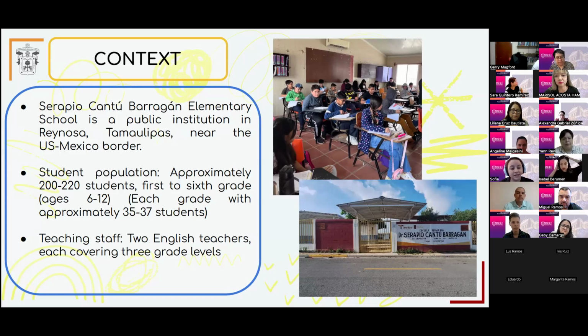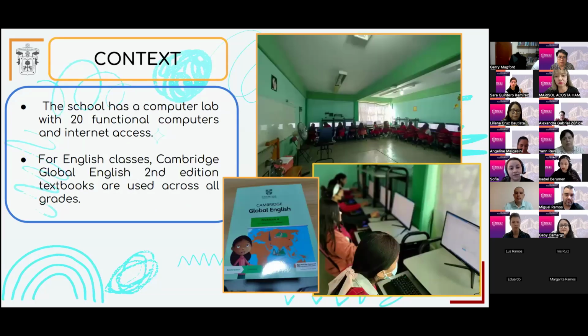The school has two English teachers, each covering 3 grade levels. In my case, I cover the first 3 grades. Regarding the resources, there is a computer lab with 20 functional computers and internet access. And for the English classes, we use Cambridge Global English Second Edition textbooks in all grades.